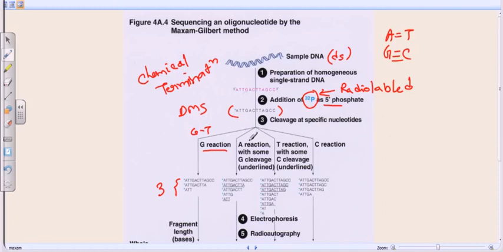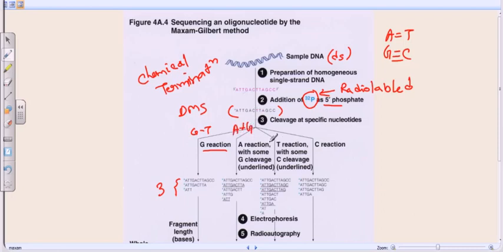Now in test tube number 2, we have added other chemicals which will cleave adenine out of the DNA, and some amount of guanine. I mean, whenever they get adenine, they will cleave the DNA, but only in certain cases they can also cleave guanine out. That is called the A plus G test tube, right? So that is called the A plus G test tube.